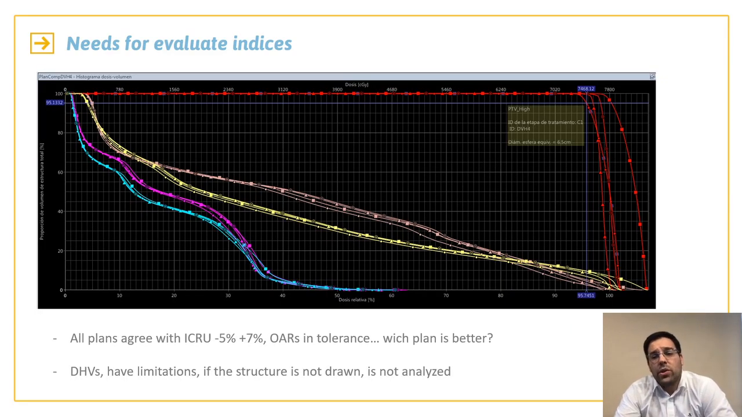Then what happens when you have 4 plans that meet the objectives recommended by ICRU? Which plan is better? And the DVH has an additional limitation: the structures not drawn are structures not taken into account.